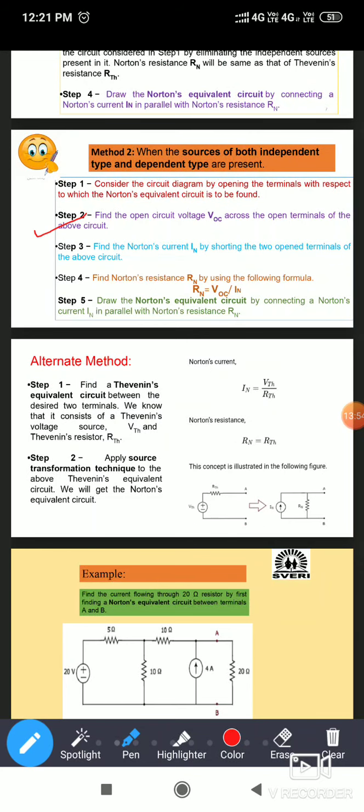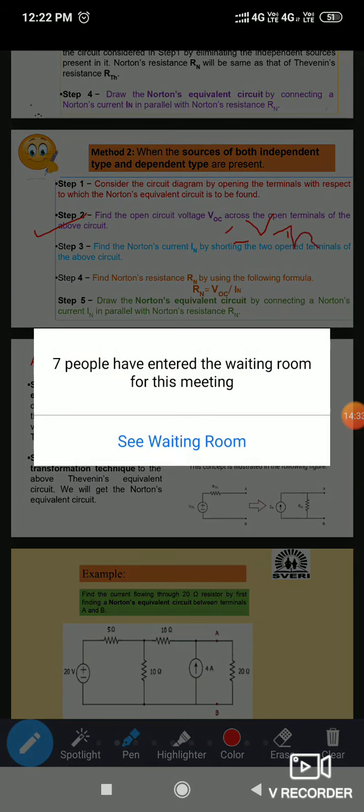In step 2, what you have to find out? Now instead of finding the Rn value, you can first of all find VOC. VOC means open circuit voltage, the same as VTH. OC means open circuit. So instead of finding Rn directly, you can find it by an indirect method. So indirect method means what? You can find the Norton's voltage, that is VOC, the open circuit voltage between two terminals. The procedure is the same as Thevenin's voltage, that is VTH. VTH is the same as VOC. Okay. So I will write here VTH and VOC will be the same.